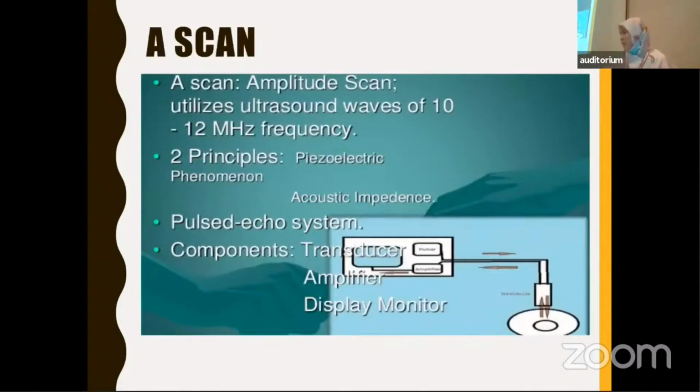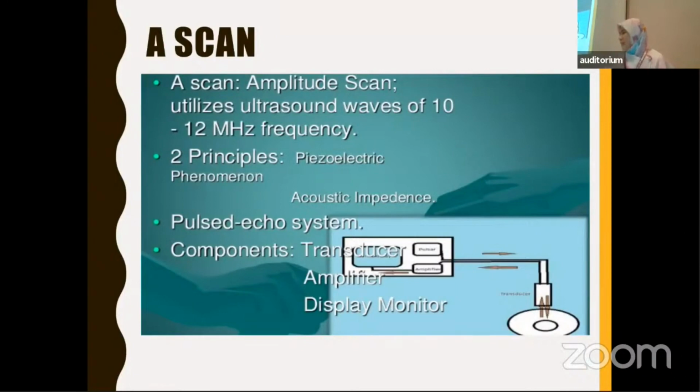Each scan machine will come along with a transducer, amplifier, and display monitor. A thin parallel sound beam is emitted from the probe tip, with an echo bouncing back into the probe tip as the sound beam hits each interface.